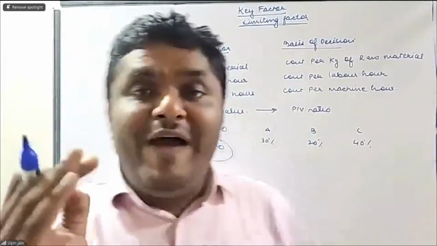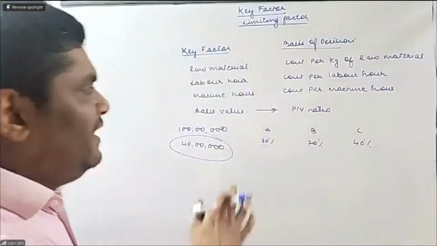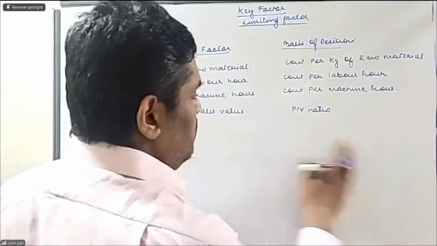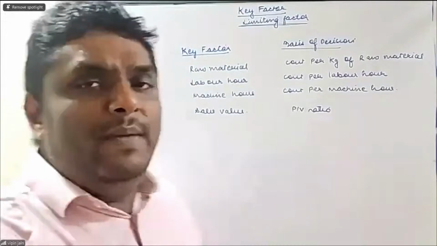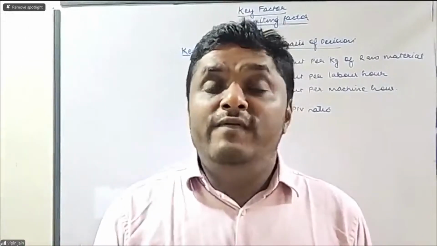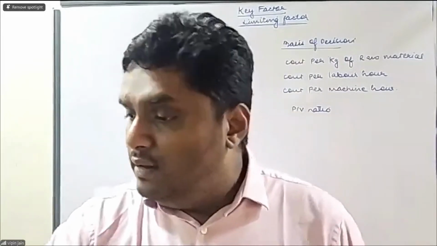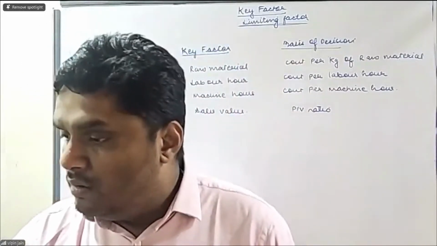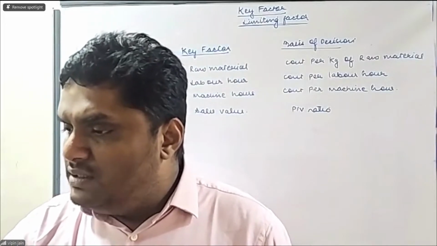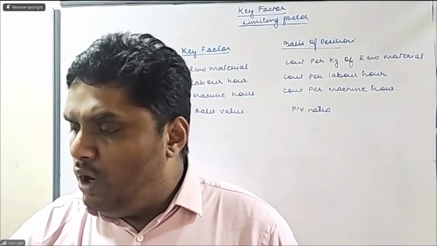So if sales value is the key factor, very important guys, the decision making factor will be what? PV ratio. My decision will be based on PV ratio. So if sales value is the key factor, we will manufacture that product whose PV ratio is on the highest side. No, Sai Kiran Kumar, this is the answer. I hope it is clear to all.